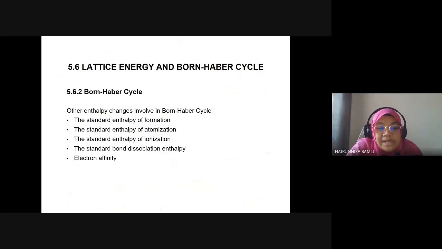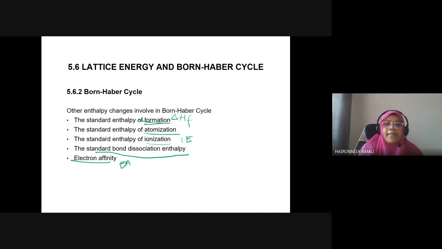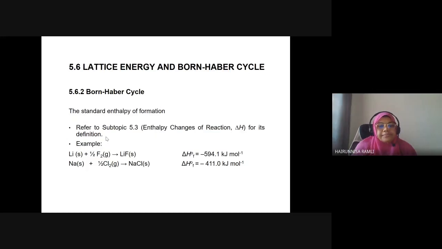So what reactions are there? As I mentioned, besides the lattice energy, we have enthalpy of formation, delta HF. We have standard enthalpy of atomization, to become atoms. Standard enthalpy of ionization, this is IE. Standard bond dissociation enthalpy, and then we have electron affinity, EA. These are the most common ones, always present in the Born-Haber cycle.